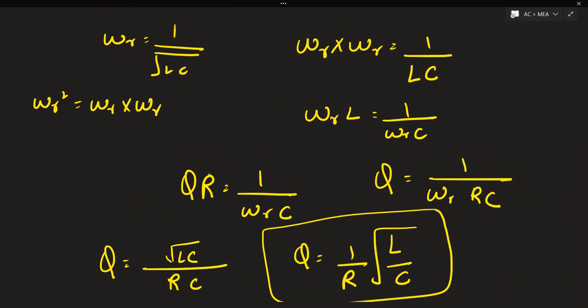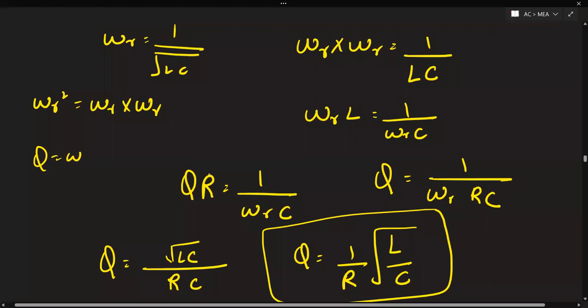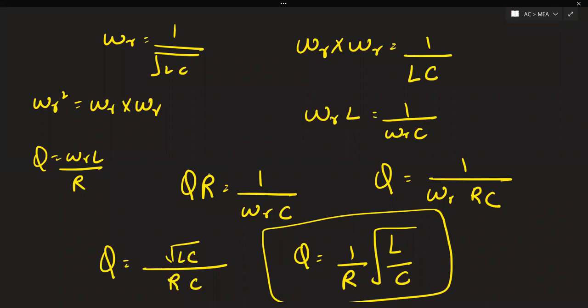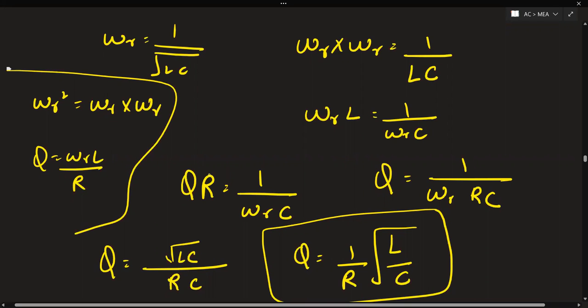From here, omega R L was written together and omega R C was written together. Using this omega R L by R, I could write omega L as Q into R, and Q into R as 1 by omega R C. From here, I put the value of omega as 1 by root LC. So from here, I got the value of Q as 1 by R under root L by C.